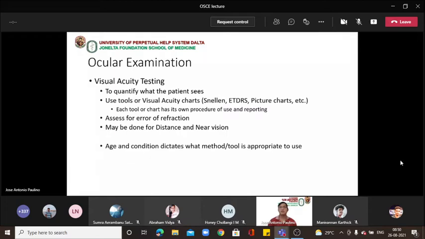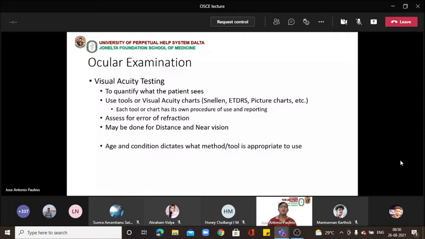Like the Snellen chart, you have to put it 20 feet away from the patient. Other charts, such as the ETDRS, should be placed 2 meters away from the patient. Picture charts, such as the Lea chart, should be 10 feet away. But for our lecture purposes, we will use the Snellen chart. I will explain this in a while.